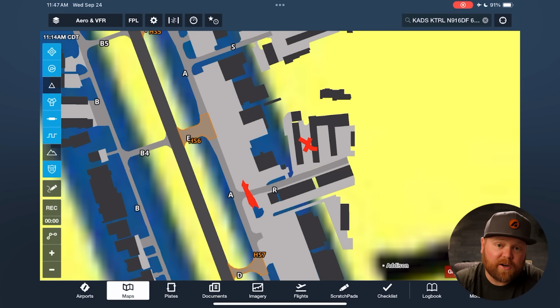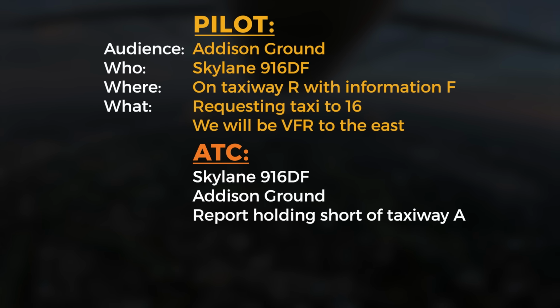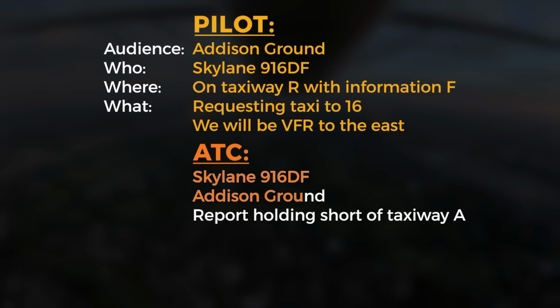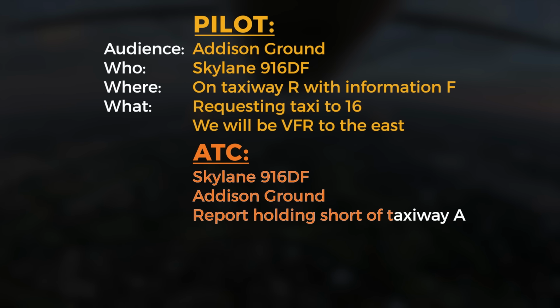And since we're on the backside of Romeo here, we're not yet in the movement area, they're probably going to respond with something like, Skylane 916 Delta Foxtrot, Addison Ground, report holding short of taxiway Alpha.